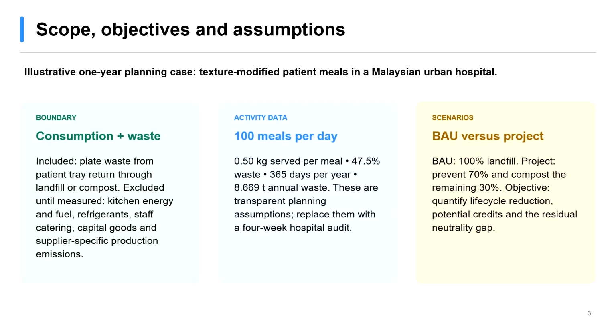The quantified boundary covers 1 year of texture-modified patient meals from food served through the destination of plate waste. It includes landfill and compost pathways and uses 100 meals per day, half a kilogram served per meal, a 47.5% waste rate, and 365 operation days. The BAU scenario sends all waste to landfill. The project prevents 70% and composts the remaining 30%. Kitchen energy, refrigerants, and supplier-specific agriculture remain important, but they are excluded from this numerical model until measured. This prevents false precision and keeps the BAU and project comparison clear.